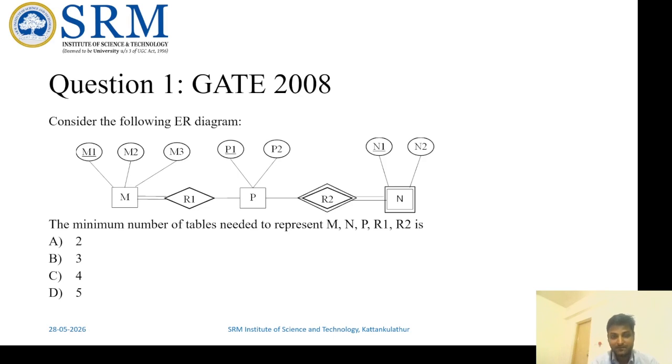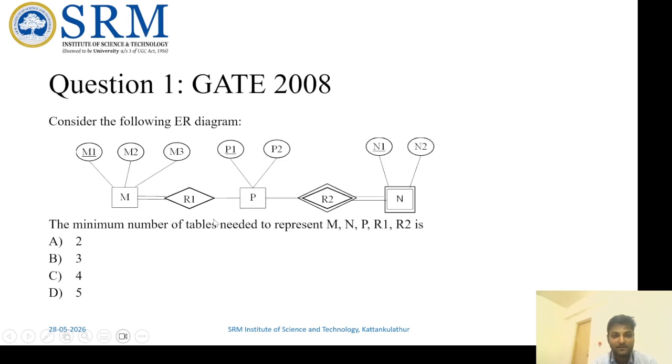Minimum number of tables is possible when the cardinality is 1 to 1, 1 to n, or n to 1. That is the 1 to 1 relationship, 1 to many, and many to 1 respectively. If we assume many to many, that is m to n, then obviously there will be three tables.